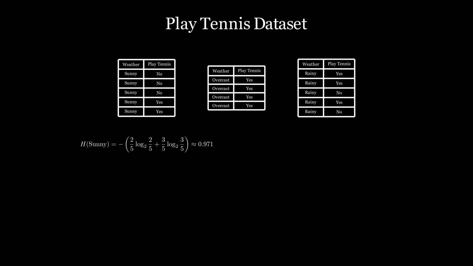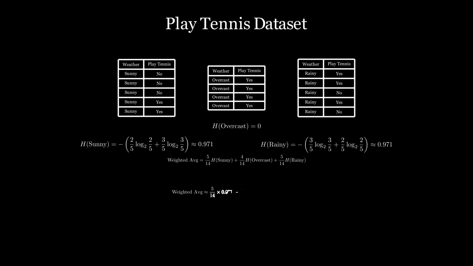Let's calculate its entropy. For overcast, all 4 samples are yes, so the entropy is 0. For rainy, there are 5 samples, 3 yes and 2 no, so its entropy is also approximately 0.971. Now, the weighted average entropy after splitting is calculated as follows. Substituting the values, we get approximately 0.693.